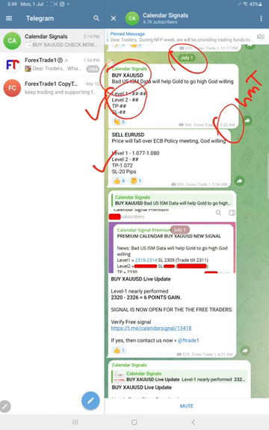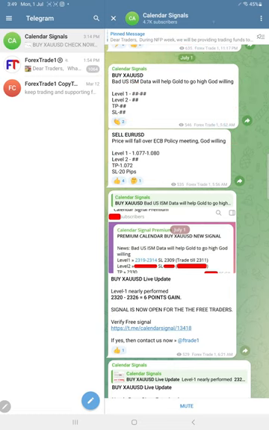that gold price will go up, so buy gold was given. Also, the reason is mentioned here why we are giving buy gold. The reason is bad US ISM data will help gold to go high, God willing. That was our prediction. And here is the Euro USD.